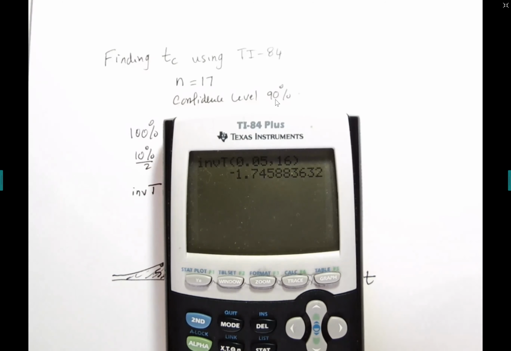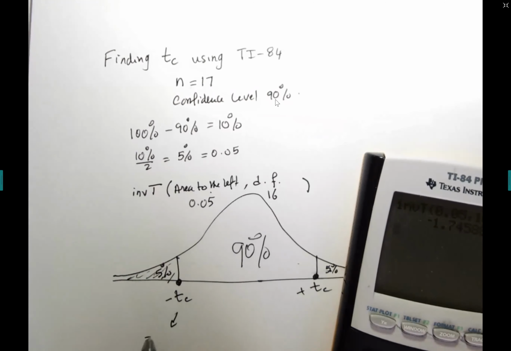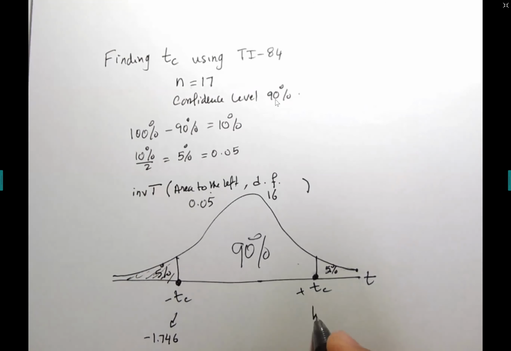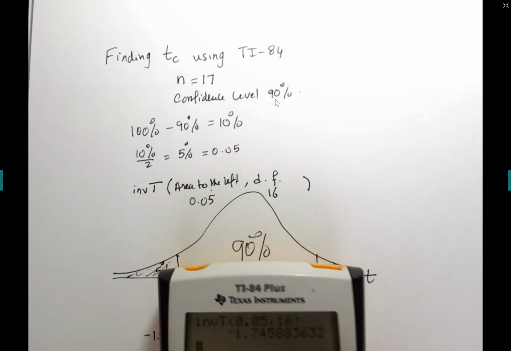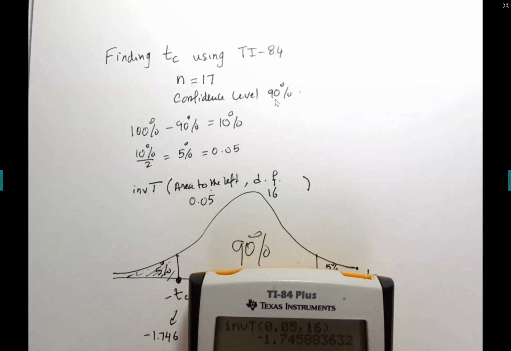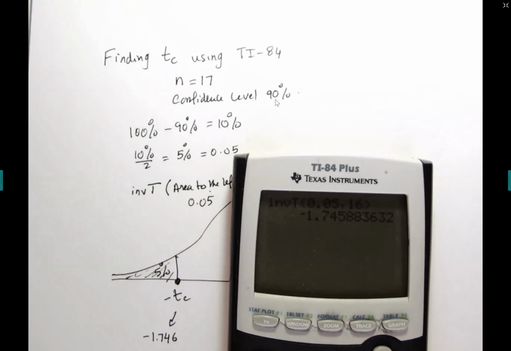Negative 1.746. When you use it in E, you just put 1.746. So this is negative 1.746. And guys, the other one is always 1.746. You could have used the table to find this one. And I'm going to show you that there is a match between the two. Let me get the table and show you that we would have gotten the same answer.